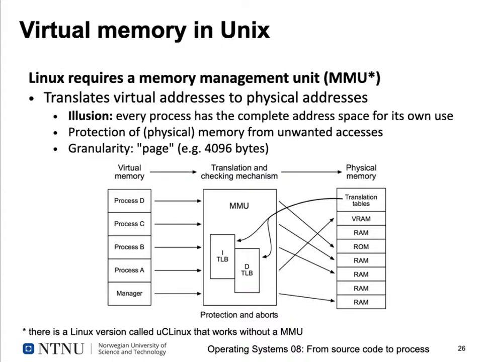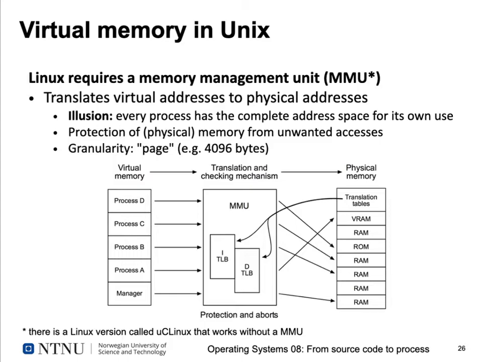So this is an efficiency measure, because if we wanted to protect every single address, like every byte or every word in our memory, the administrative information required to keep track of whatever accesses are allowed and not allowed would actually take more space in memory than the memory contents themselves. So that's why we're only checking the permissions and also doing the translations on a certain granularity. And this granularity is usually called a page.